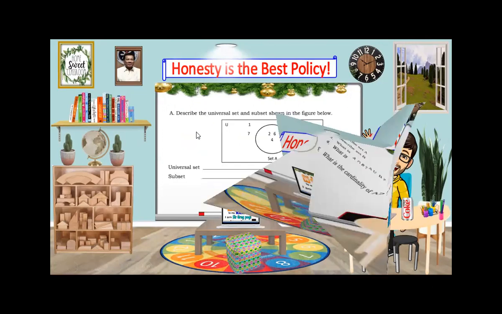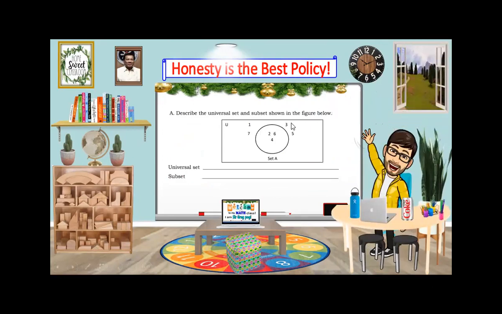Okay, now let's have this one. Describe the universal set and subset shown in the figure below. Ayan, we'll have now to describe the universal set. When we say universal set, it contains all the sets, the elements. It contains all the elements. So universal set would be 1, 2, 3, 4, 5, 6, 7. Di ba lahat ng 7 numbers isusulat? So yun yung universal set. Then subset is set A, which has 2, 4, 6 elements. Yun yung set A natin. Nito lang tatlo. Subset po kasi siya, yung set A.